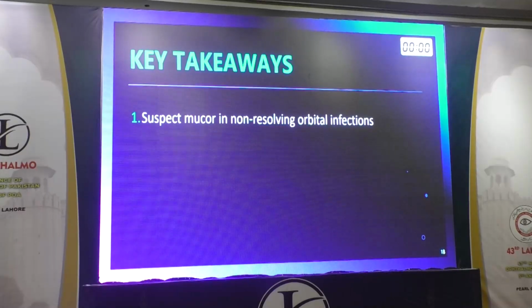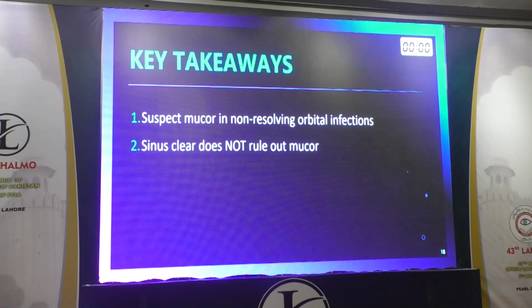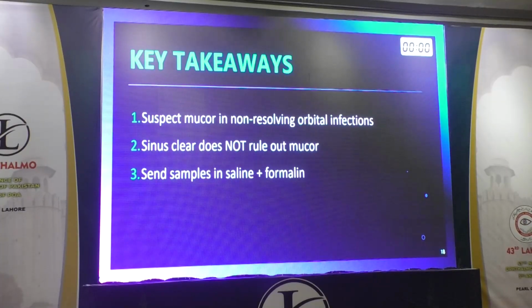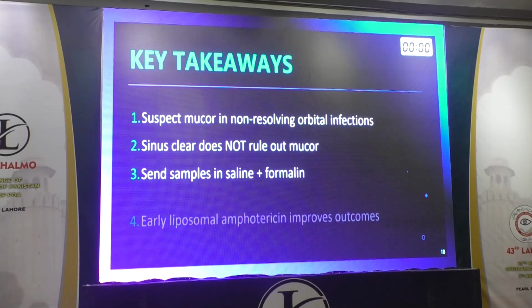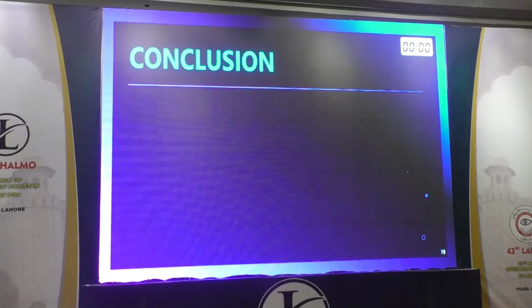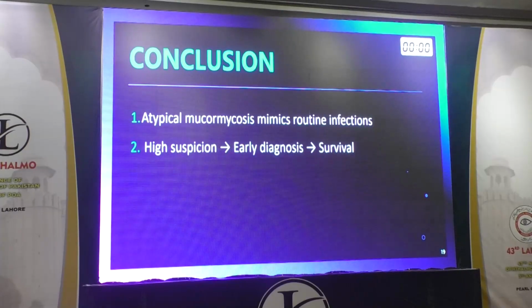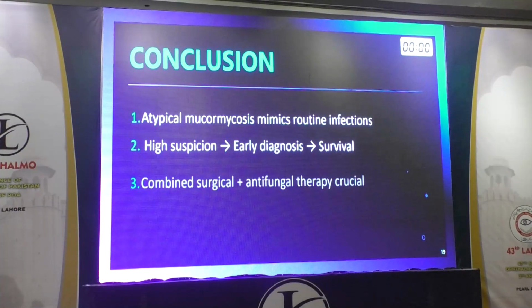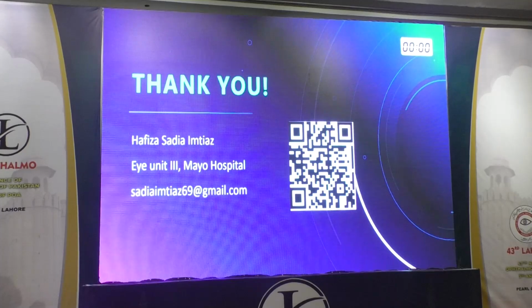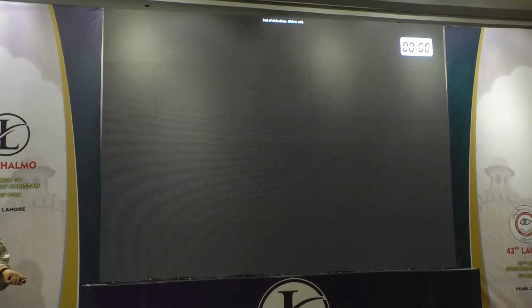So the key take-home is to suspect mucor in a non-resolving orbital infection. Sinus clear does not rule out mucormycosis. Always send the specimen in saline as well as formalin. And early liposomal amphotericin B has a better prognosis. So in conclusion, atypical mucor mimics routine infection; high suspicion, early diagnosis, and better survival. Combined surgical as well as medical treatment is the recommended one.